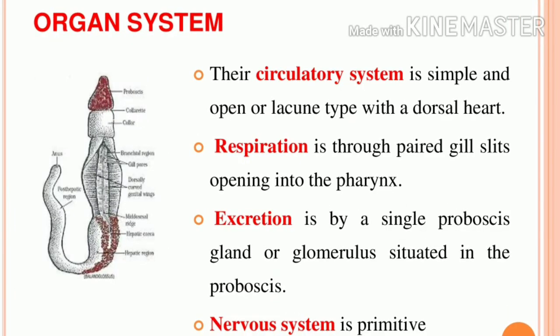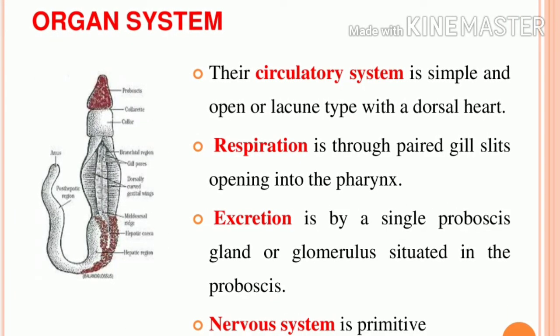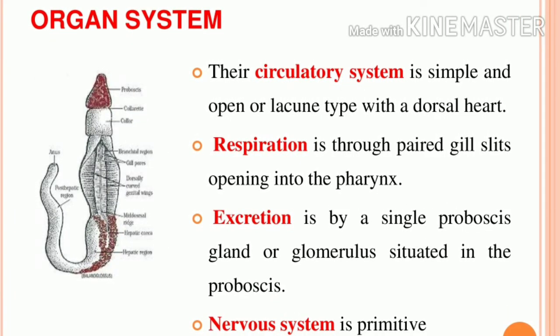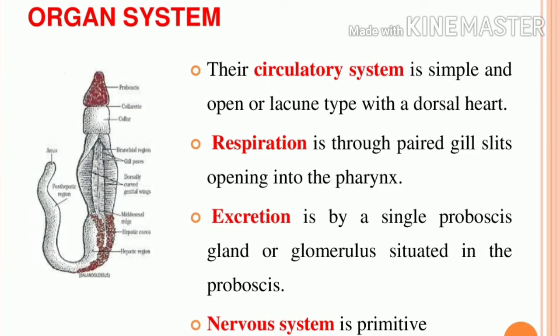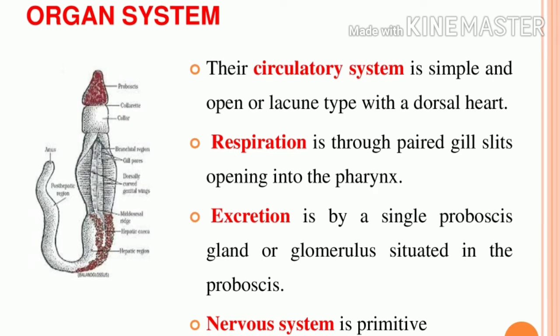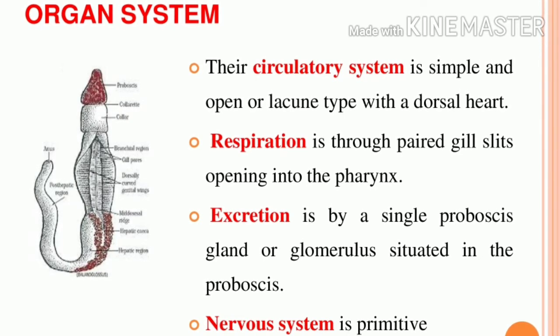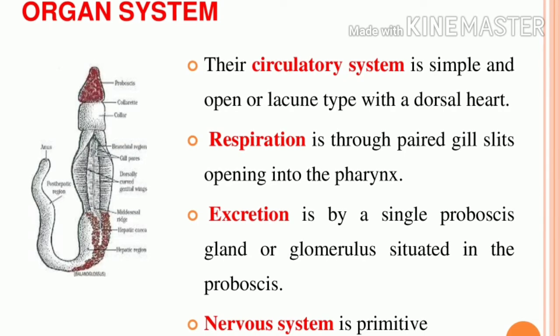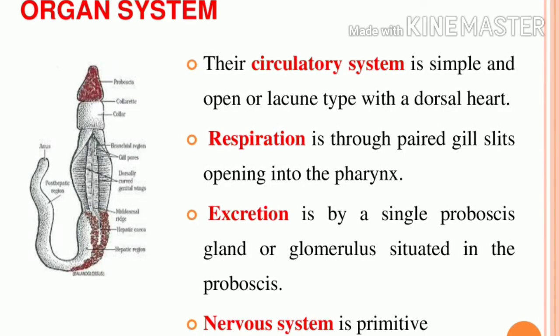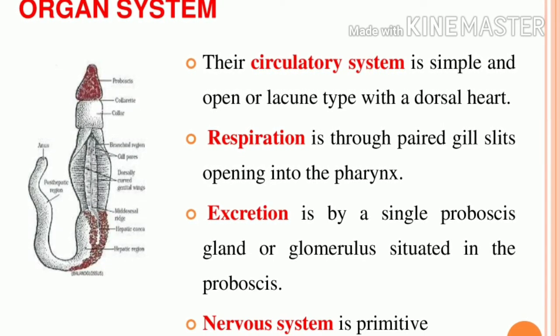Organ systems of Hemichordata. The circulatory system is simple, and it is an open circulatory system. The type of heart is called lacunar type. Note it down, underline this one word. The lacunar type with a dorsal heart-like structure is present in the Hemichordata. So it is a characteristic of chordates.